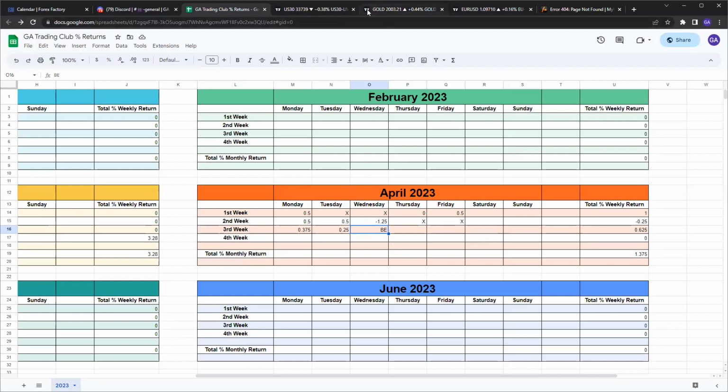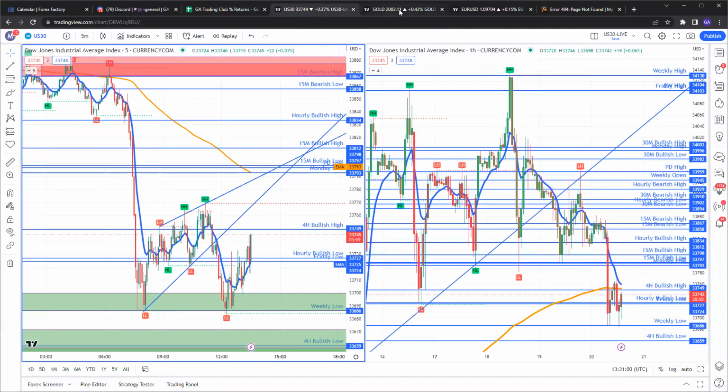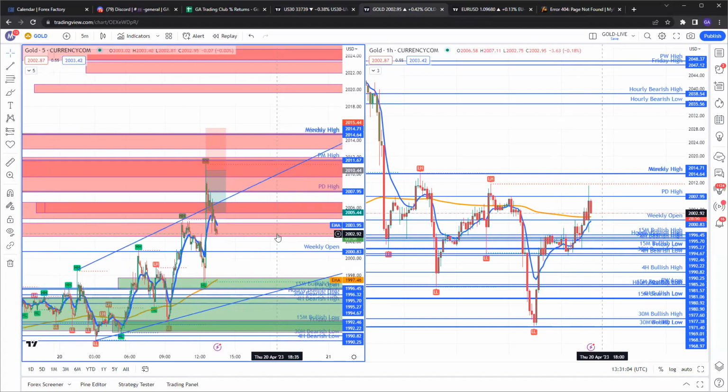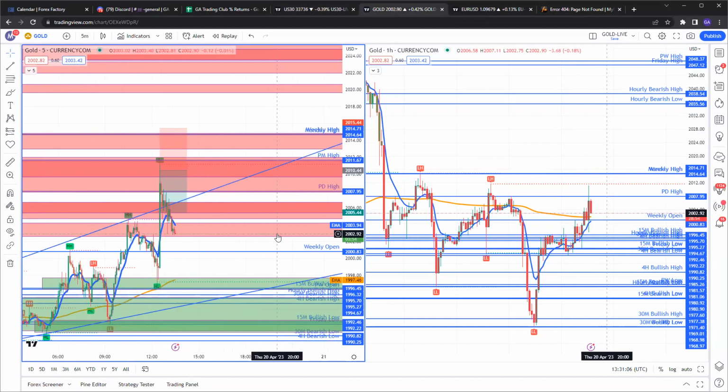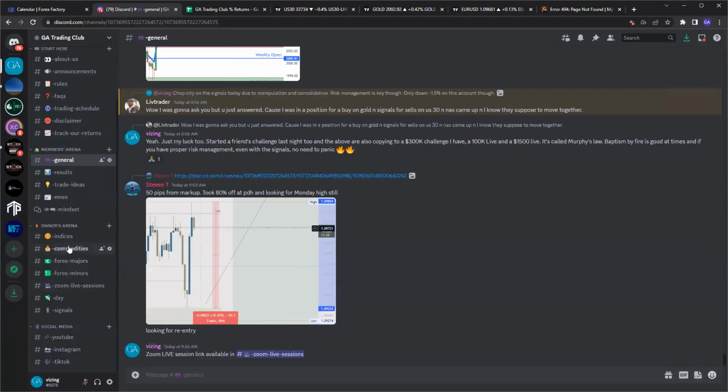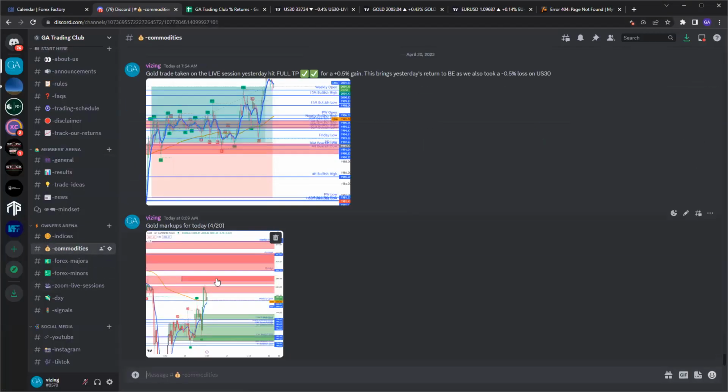So yesterday we had one losing trade on US 30, and then we were able to recover the loss with a gold trade. This morning after news, I did take this sell on gold because I did send the markup. So every morning I send the markups in the Discord.